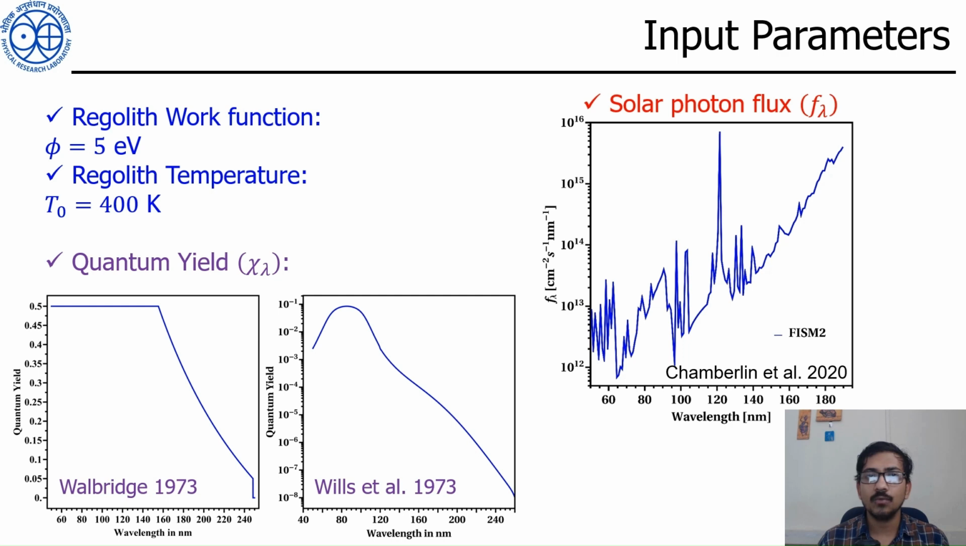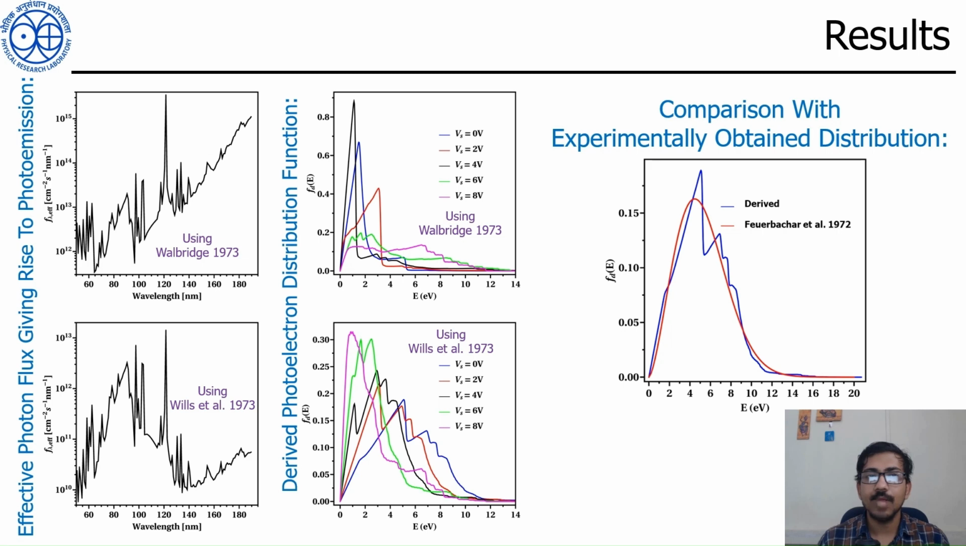One is argued to be the most probable yield for lunar surface reported by Walbridge 1973, and another is experimentally measured from the lunar sample reported by Willis et al. 1973. We have found that the effective photon flux which gives rise to photoemission significantly depends on the quantum yield. The bottom left figure also shows that not only Lyman alpha radiation near 120 nanometer, but also high energy photons significantly contribute to photoemission. It is also noticed that the photoelectron distribution function significantly differs for different yield values.